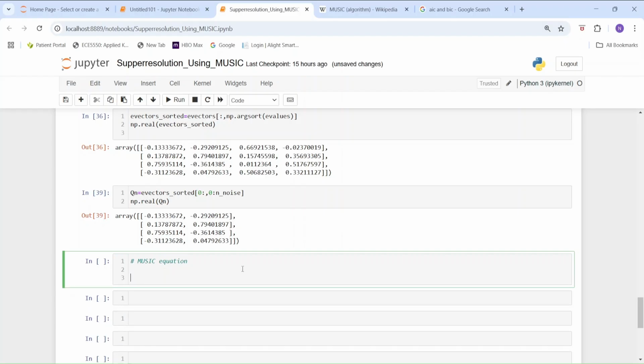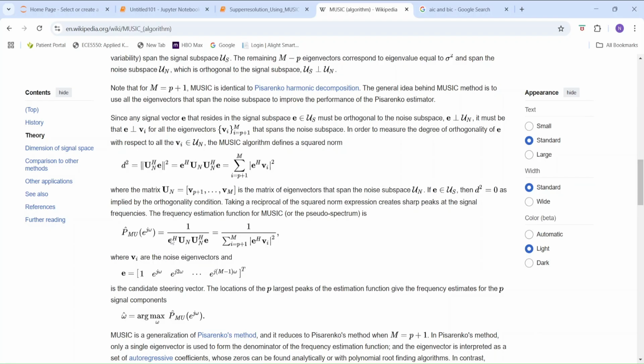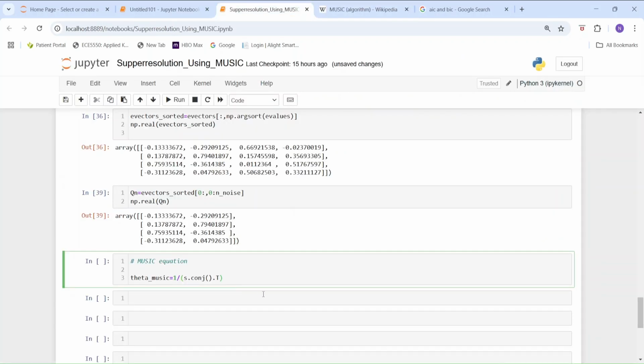We have the angle of arrival, let's say theta, and the MUSIC equation, which we just showed on the Wikipedia page. Basically we have to take the complex conjugate of s and then transpose, so this is the Hermitian, the EH you just saw right here. Then matrix multiplication, take qn, then multiply by qn Hermitian, so conjugate and take the transpose, and matrix multiplication again with the steering vector s. So this is the equation, and more or less everything is defined.